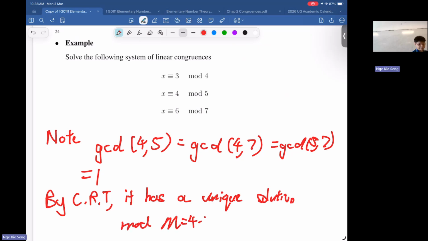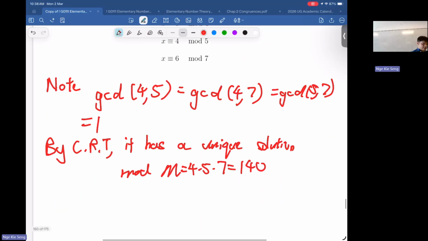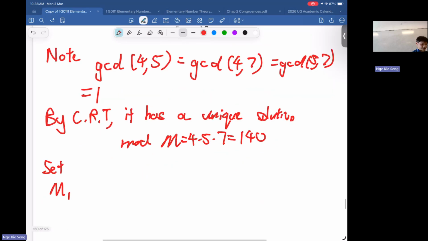Okay, so 4 times 5 times 7 is 140. The first step is you need to set up the capital Mi here. In this case, there is a product of three numbers, right? So there are M1, M2, and M3.